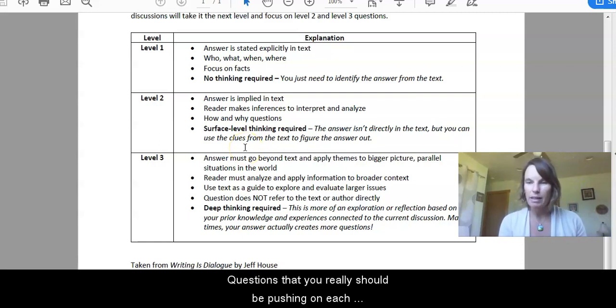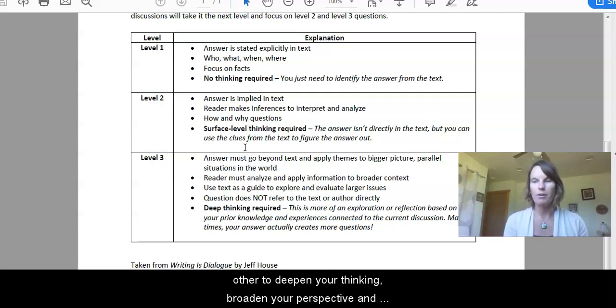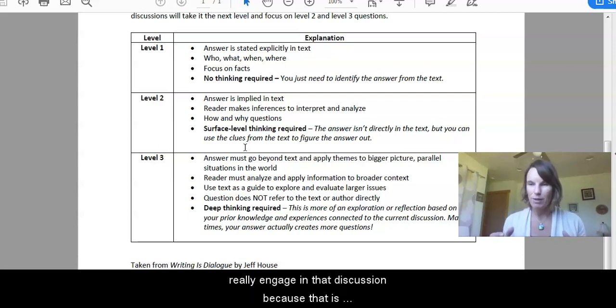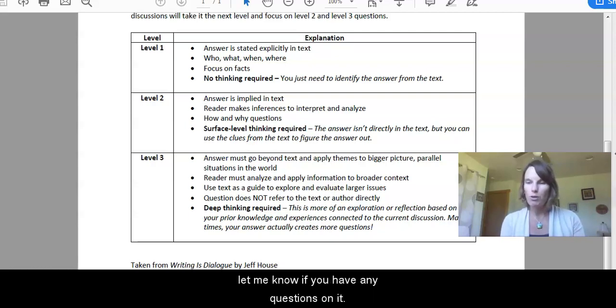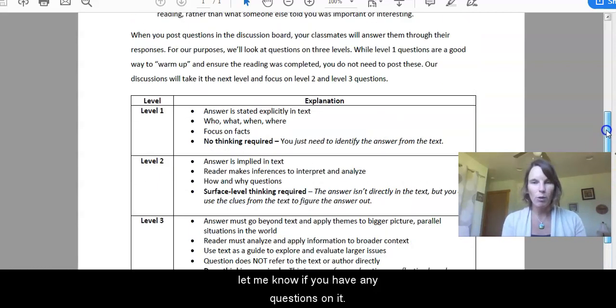Questions that you really should be pushing on each other to deepen your thinking, broaden your perspective, and really engage in that discussion, because that is going to be the meat of this class, our discussion around literature and ideas. And I want to put it on you guys to bring those ideas, to ask those questions, and bring that to the forefront. So this is really student-centered driven discussion. So review that carefully. Let me know if you have any questions on it.